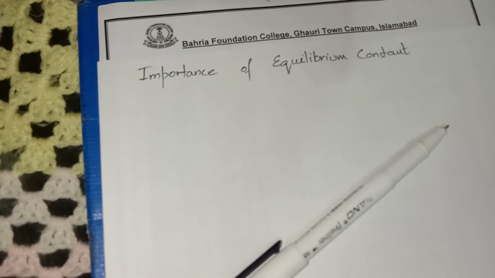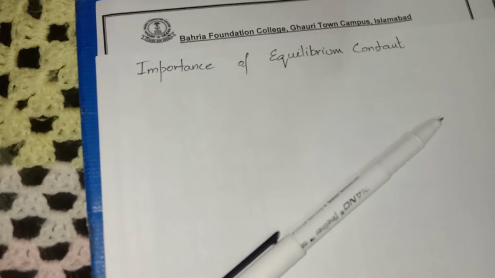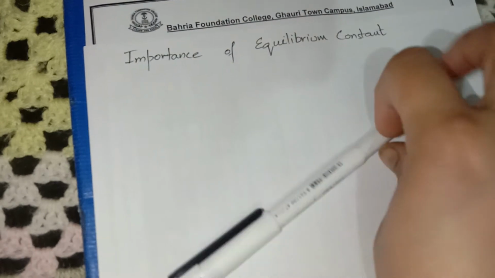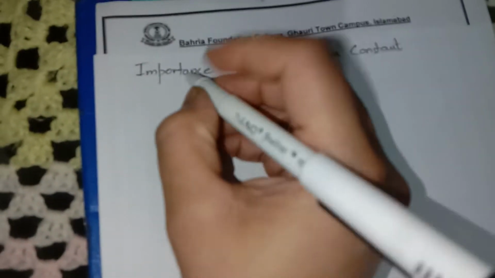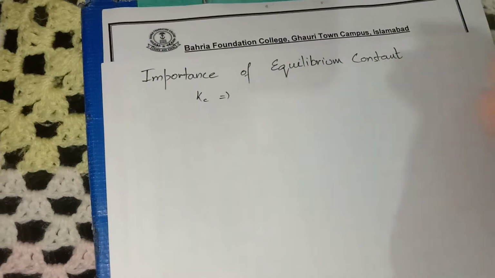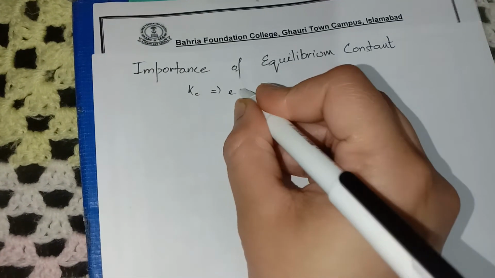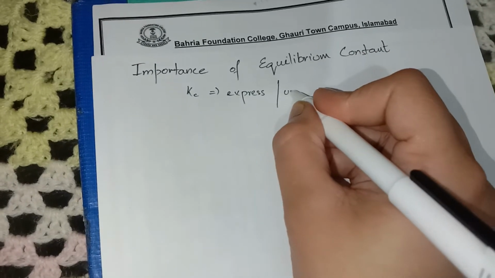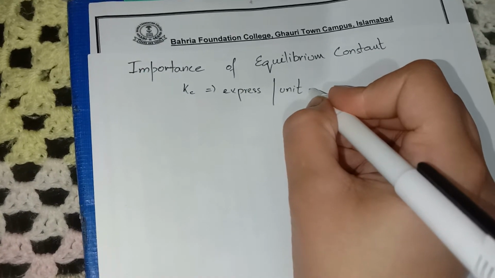We are going to learn about the importance of equilibrium constant. We have already studied about the equilibrium constant, that is Kc. We have studied how we can express the equilibrium constant and how we can express the units of the equilibrium constant.